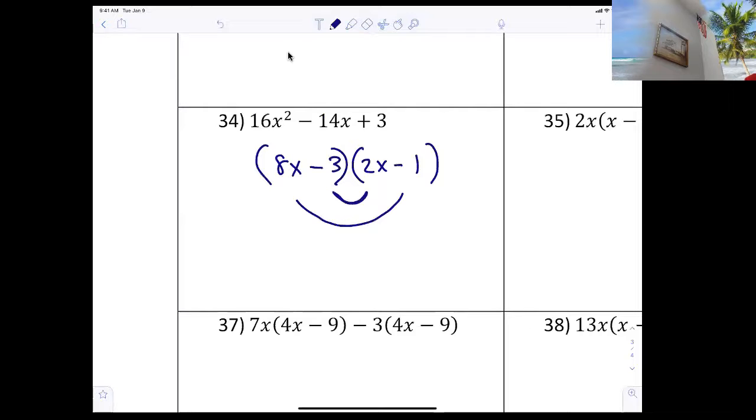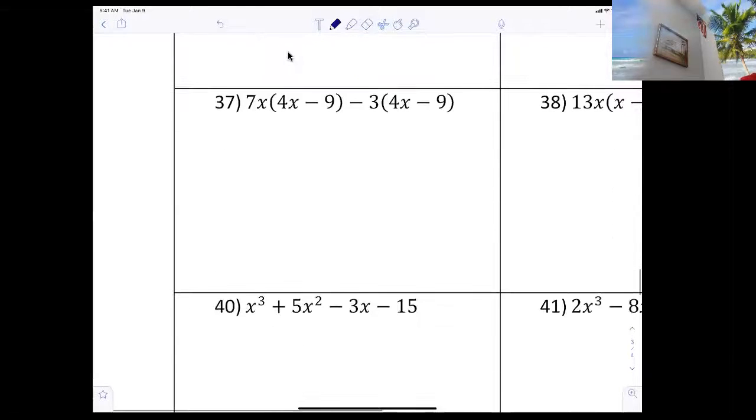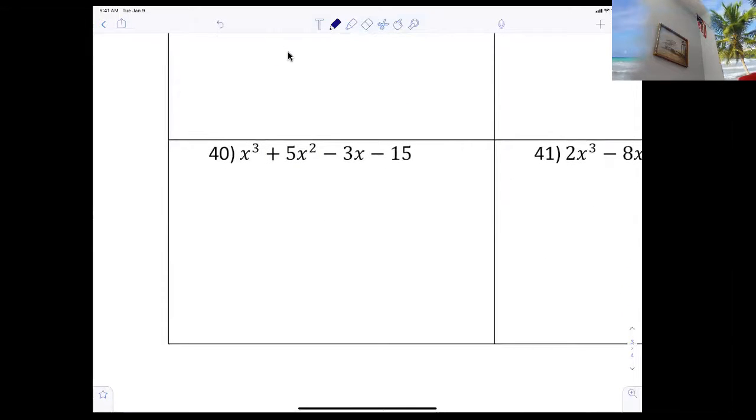All right, 37. What do we got here? 4x minus 9, 7x minus 3. That's how easy. You have to recognize. Number 40 is a what? Grouping. Here we go.